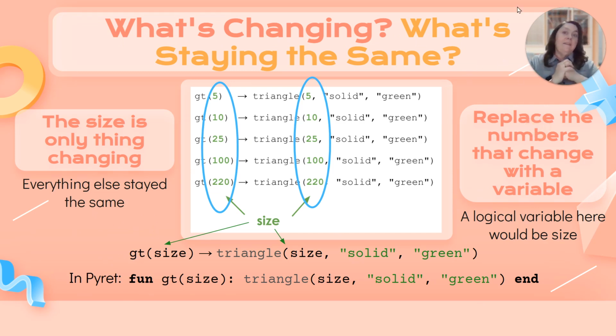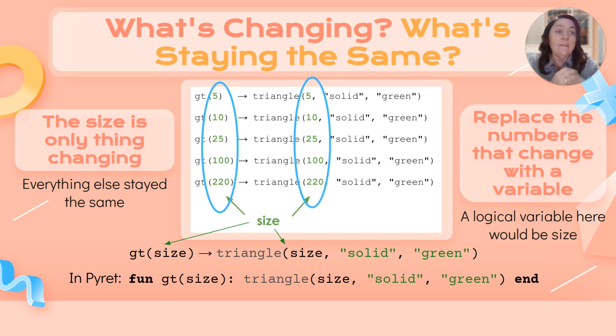It's the same thing, finding that pattern, what's changing, what's staying the same. Those examples that we just gave out in the class, GT5, triangle 5 solid green, GT10, triangle 10 solid green, and so on that I have given. Really important to show them, circle what's changing, and everything that's staying the same is very clear here. And we can see what's changing is that size. Well, let's give that thing that is changing, that is varying, we can call it the variable, and we'll give it its name, size.